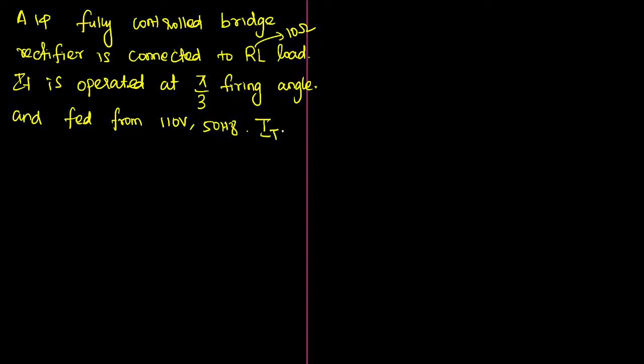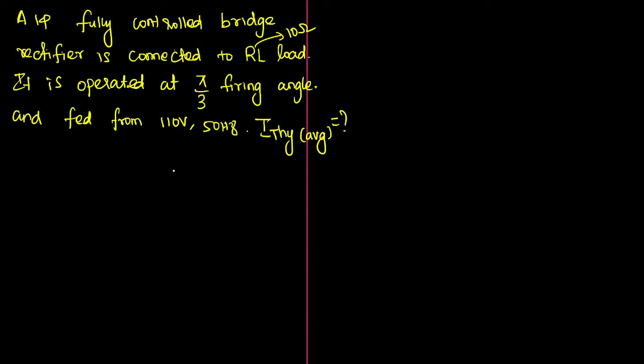The question is, the average value of the thyristor current is dash. Now you can take, as usual, 2 to 3 minutes. I'll be waiting. Drop your answer. Average value of thyristor current is dash.